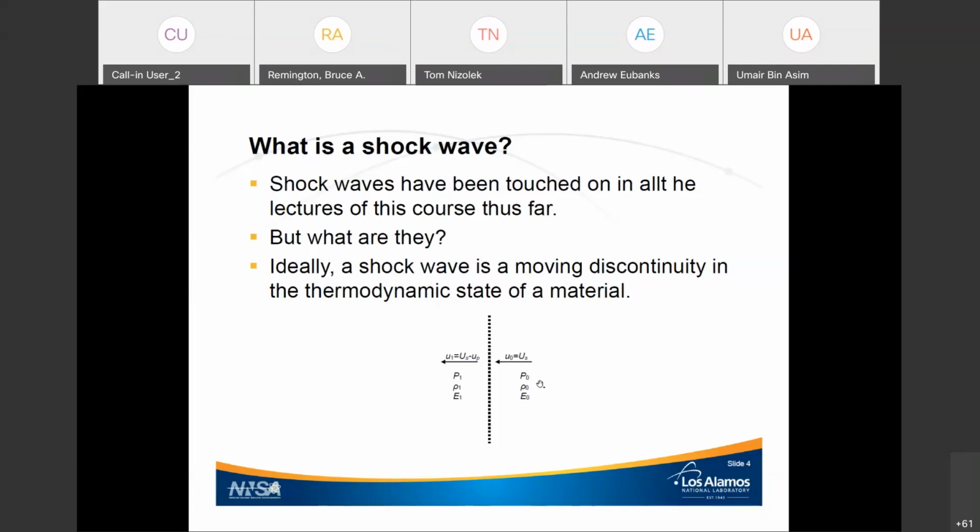It has some starting density and some starting internal energy. The material coming out of the shock wave has a different relative velocity, which we will be calling the shock wave speed minus UP, which is often called the particle velocity, or I've been using the term material velocity quite a bit. It will have a different pressure, a different density, and a different internal energy.